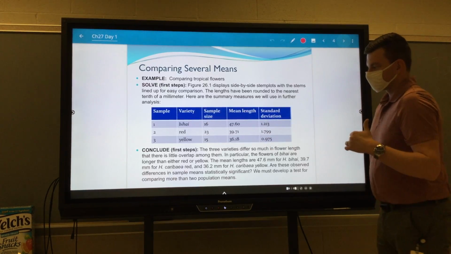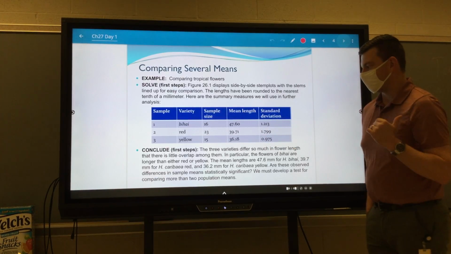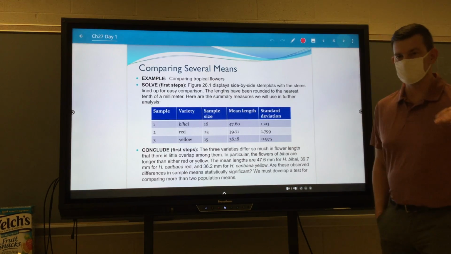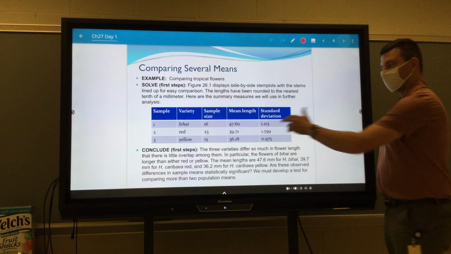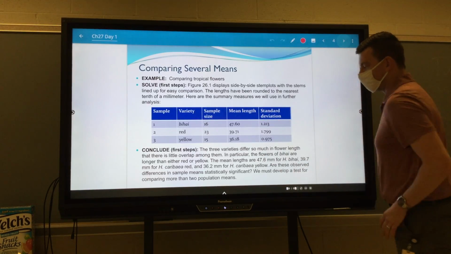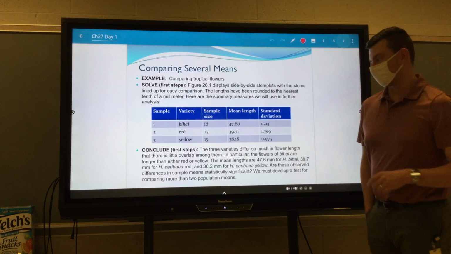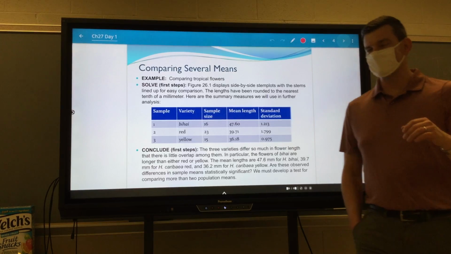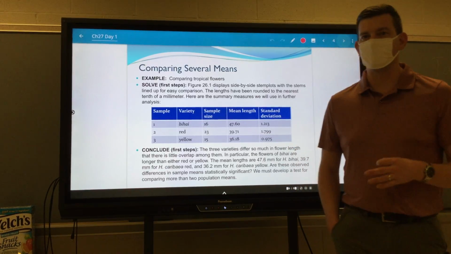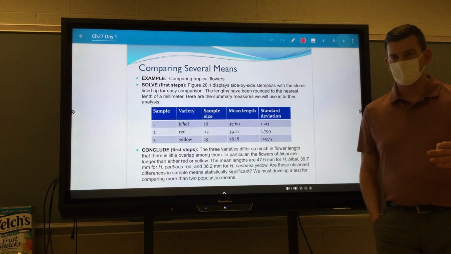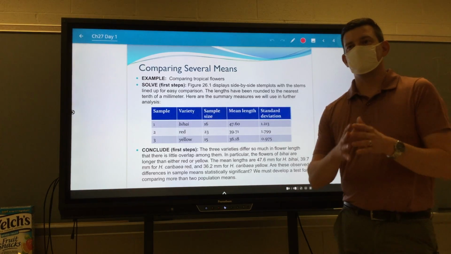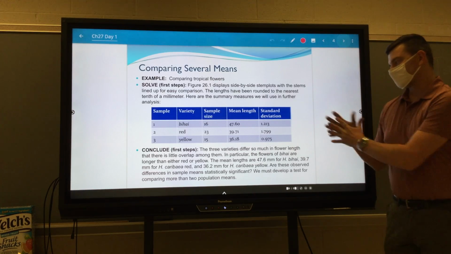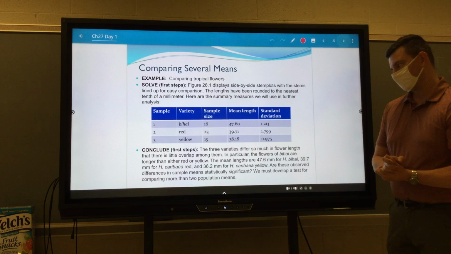Looking at the means, this first variety, this Bihai, 47.6 millimeters, that's by far the longest of the averages. The other 2 varieties, the red and the yellow, are both in the 30s, and they're much closer together, 39 and 36 approximately. But we know that mean alone is not enough for comparison. We also need to look at the distribution, the variation within those data sets. And that's where standard deviation comes into play.